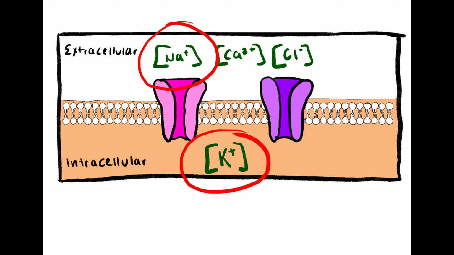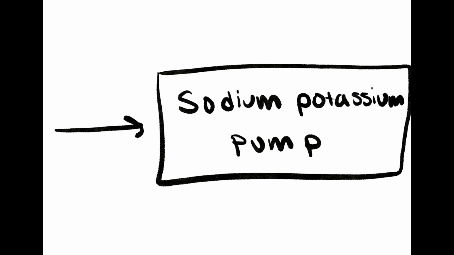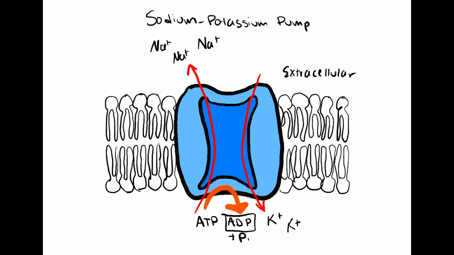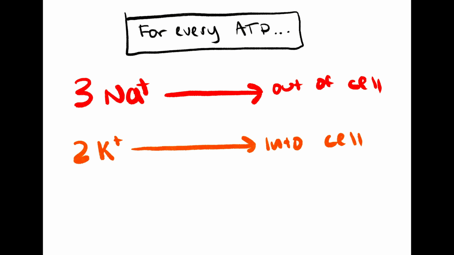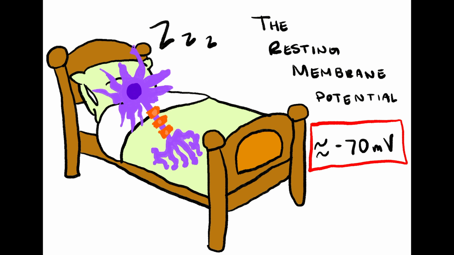But wait, that's going to mess with the membrane potential. We can't have that. Well, that's where the pump comes in. The sodium-potassium pump moves these sodium and potassium ions against the large concentration gradients in order to maintain the resting membrane potential. This is crucial for the regulation of cell signal transduction, which we will go into momentarily. The pump uses ATP for energy. For every ATP the pump consumes, it will pump 3 sodium ions out of the cell and 2 potassium ions into the cell. This process ensures our membrane potential stays around negative 70 millivolts at rest.